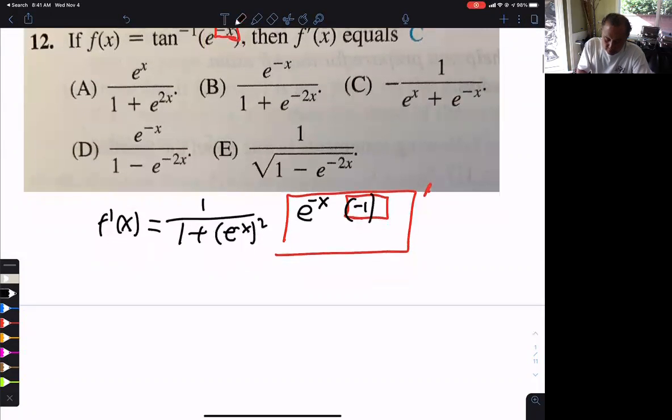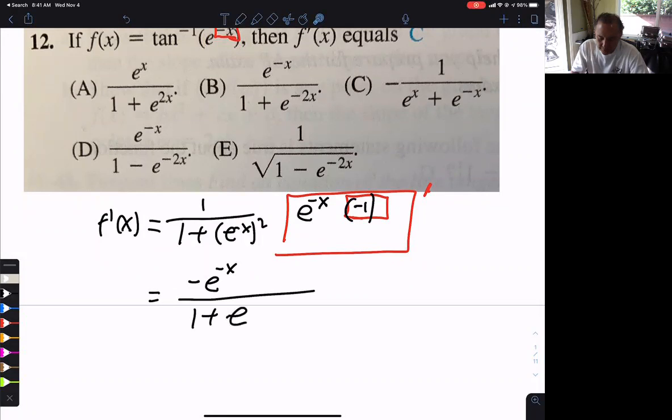So let me rewrite all that and then show you what they did. So on top, we have -e to the minus x. On the bottom, we have 1 plus. Now, what are we going to do with this? Rules of exponents. An exponent raised to a power, you multiply those. So that's going to be e to the -2x.